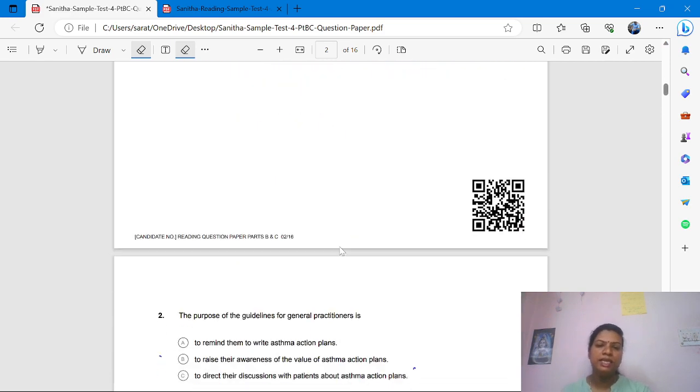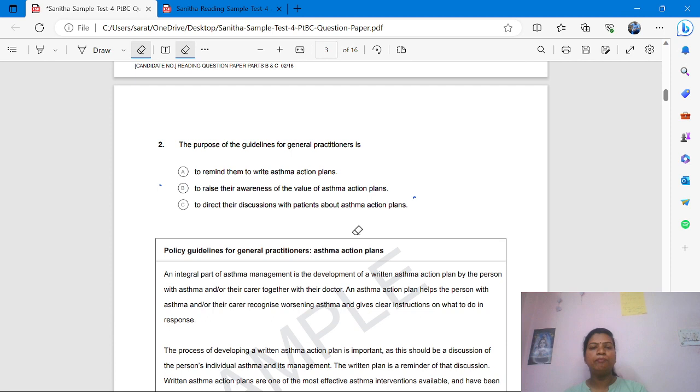Then come to the second option. The purpose of the guidelines. There are some purposes given in these guidelines for general practitioners. Some purpose for general practitioners is given in this paragraph. So you come to the paragraph. Here are the headings. Read the headings, that is the titles. Policy guidelines for general practitioners. That is asthma action plans.